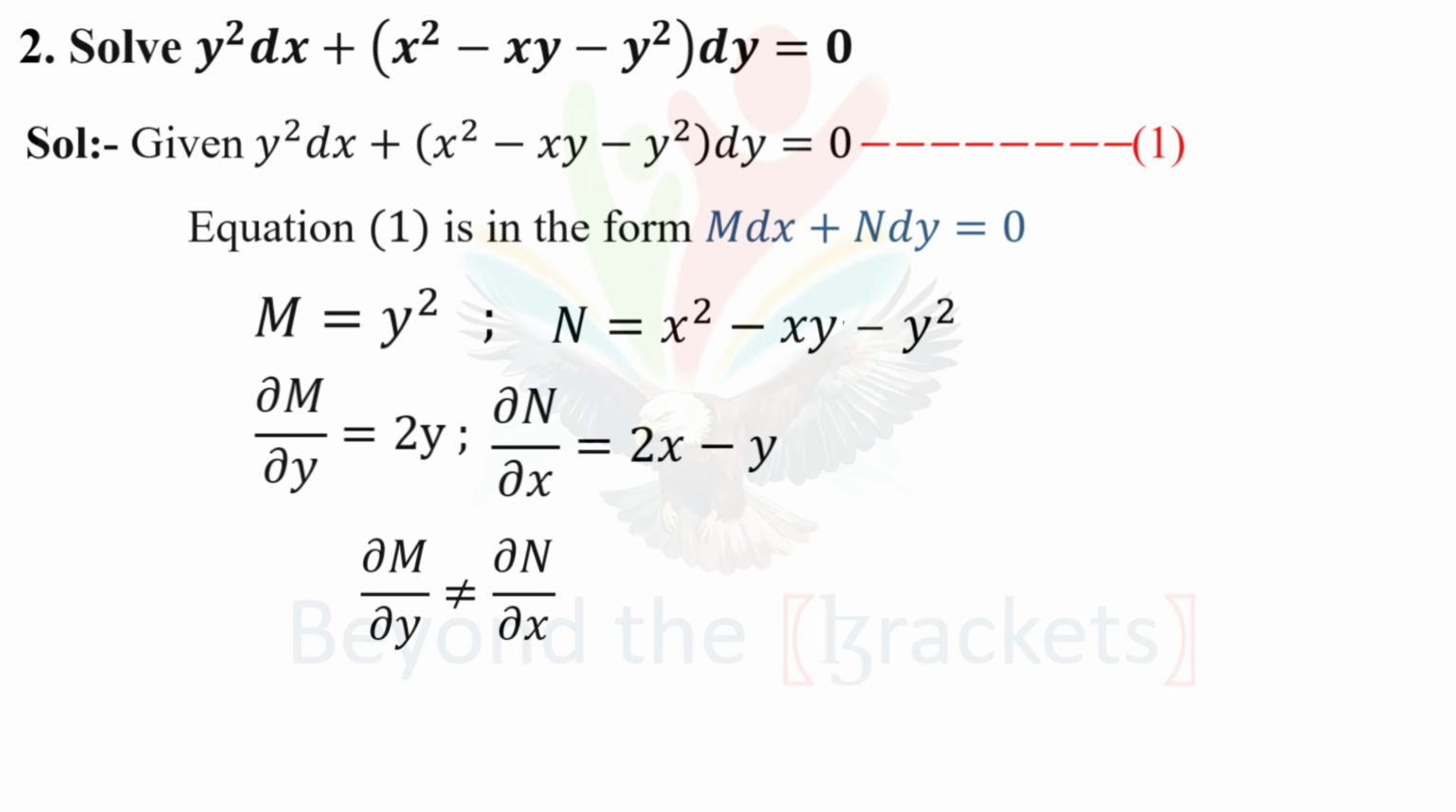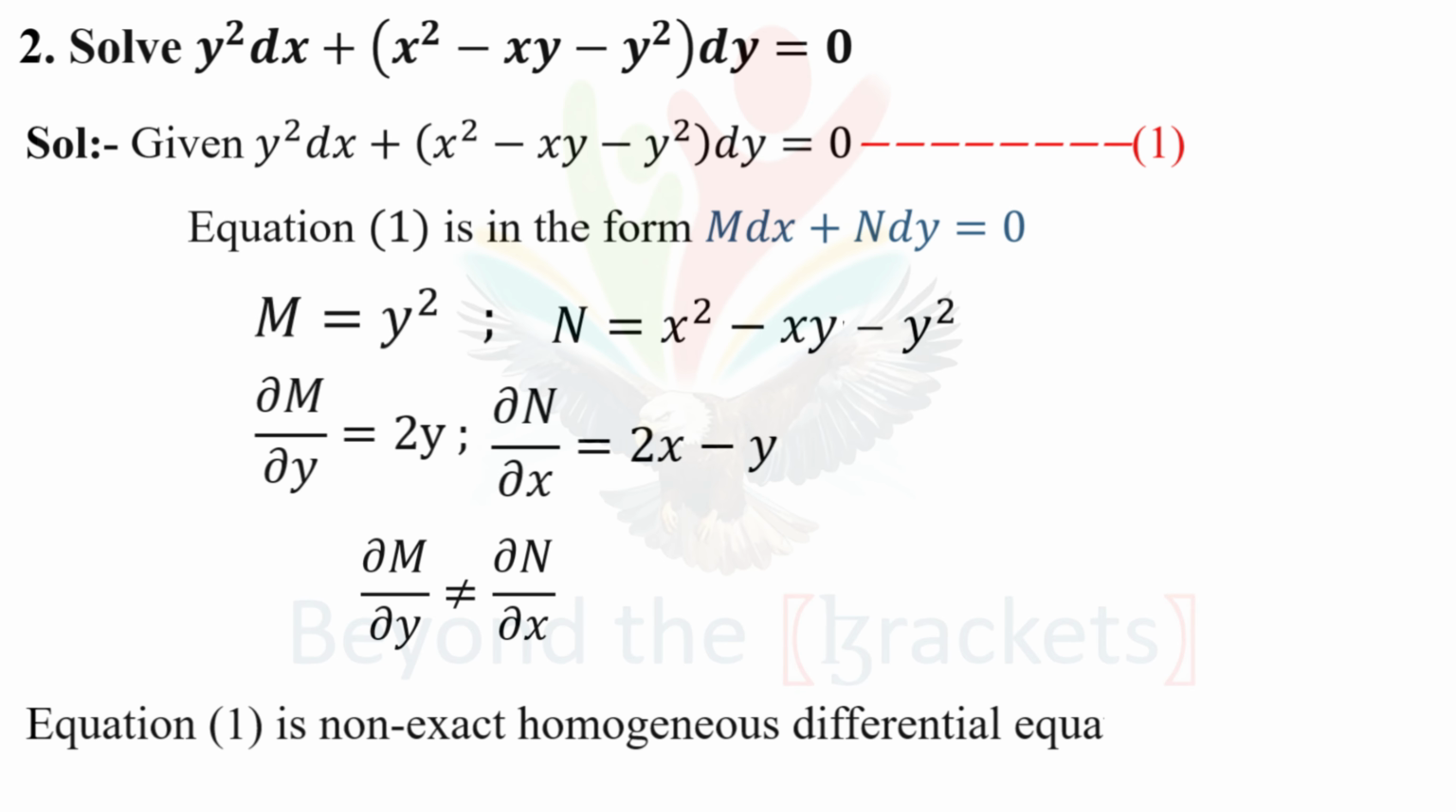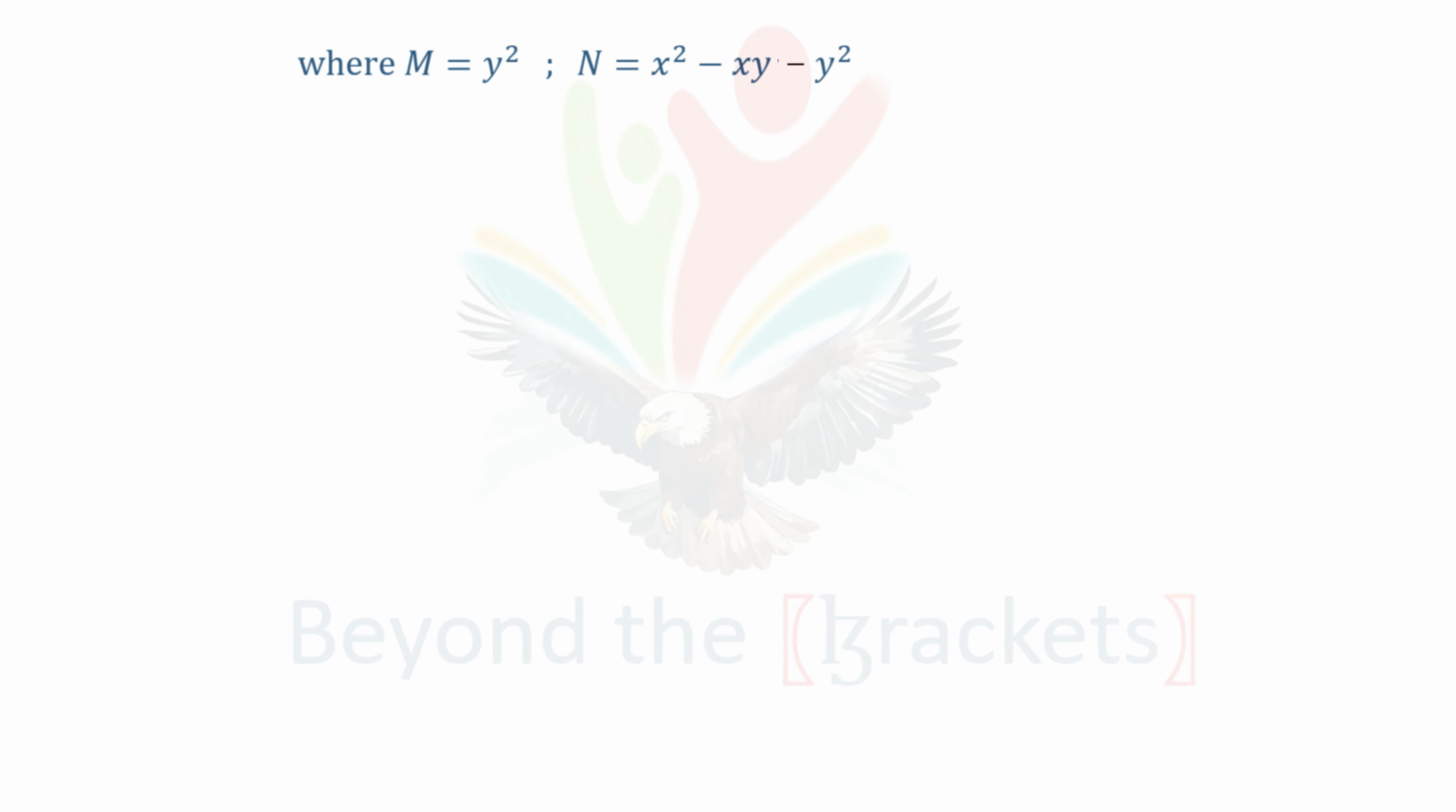In equation 1, the first term is y square, that is of degree 2. Second term is x square of degree 2. Third term is xy of degree 1 plus 1, that is 2. And the fourth term is y square, again it is of degree 2. So this is a non-exact homogeneous differential equation of degree 2. Let's proceed to find the integrating factor.